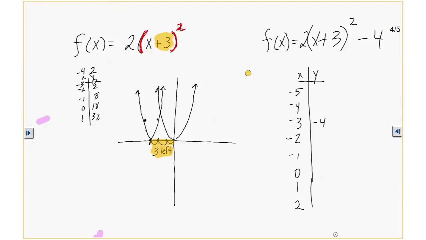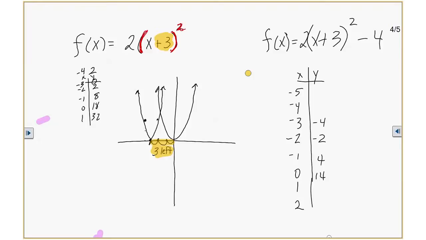-2 plus 3 is 1. 1 squared is 1, times 2 is 2. 2 minus 4 is -2. -1 plus 3 is 2. 2 squared is 4. 4 times 2 is 8. 8 minus 4 is 4. 0 plus 3 is 3. 3 squared is 9. Times 2 is 18. 18 minus 4 is 14. That's not going to help us. Let's go back the other way.